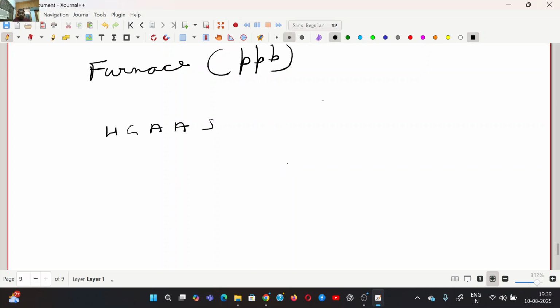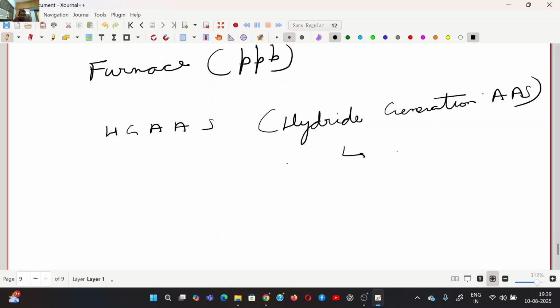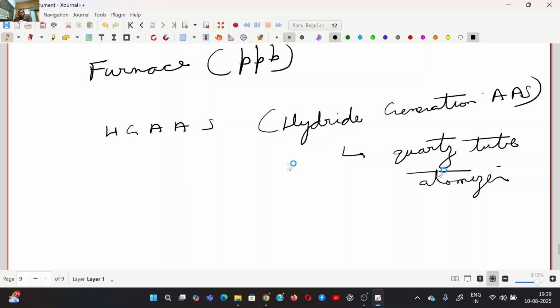Why we use quartz is that it allows high temperature operation and transparency to UV visible light. So I just write what it is: hydride generation AAS. You can just read about that, and in conjunction with this also read about the quartz tube atomizer. So these are all the developments that have happened in this area, especially in terms of instrumentation.